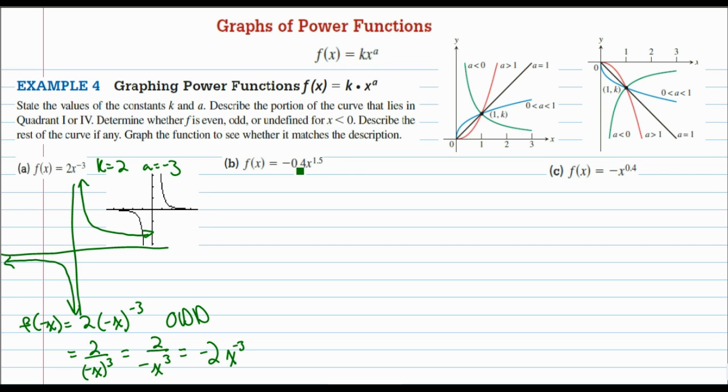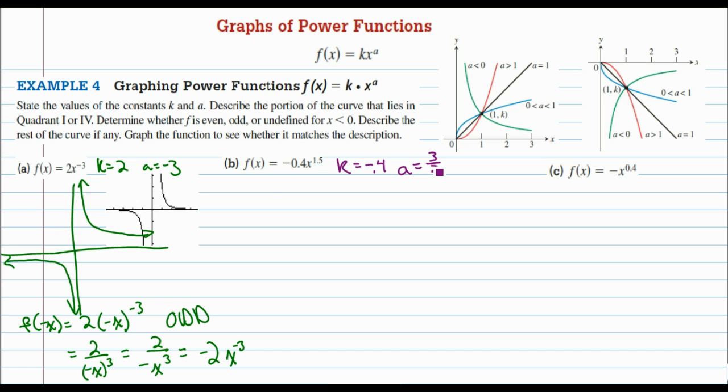Alright, B's k value is negative, -0.4. So right off the bat, I'm thinking, okay, the right side of this graph is going to be in quadrant 4, not quadrant 1. It's going to be flipped over the x-axis. The a value is 1.5 or 3/2.